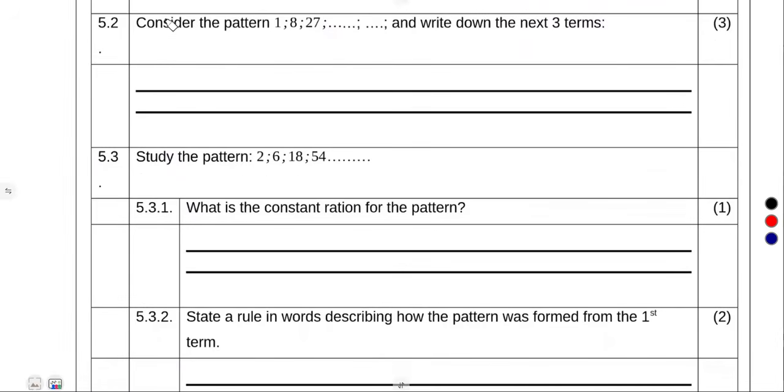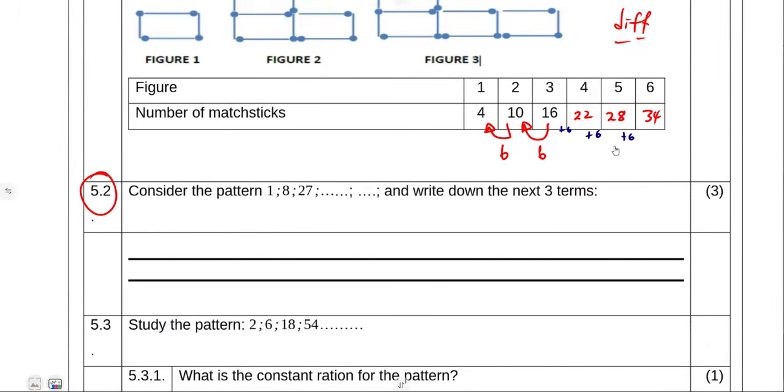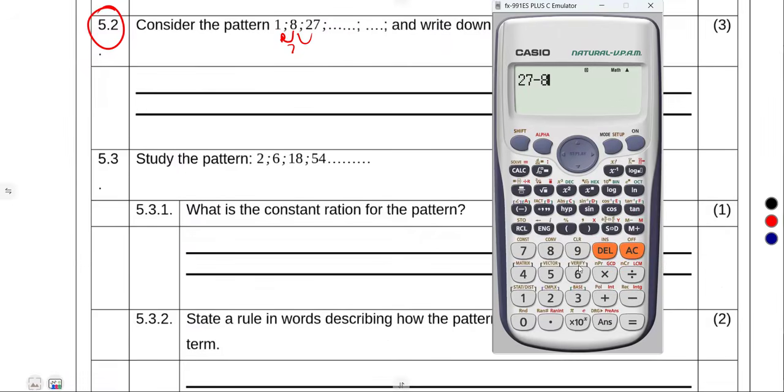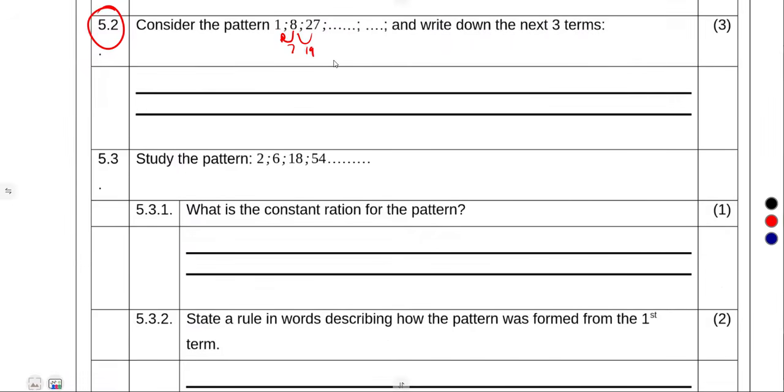Consider this pattern on 5.2. Write down the next 3 terms. It is the same as what we just had here. Is there a common difference? Is there a common ratio? Something like that. All right. So if you check, the difference was not going to work, as 7 and yet it was not going to give us a 7. 27 minus 8, guys, you can see that we are obtaining 19. So the common difference, remove it. The ratio, 8 over this over this, also it's not going to work.